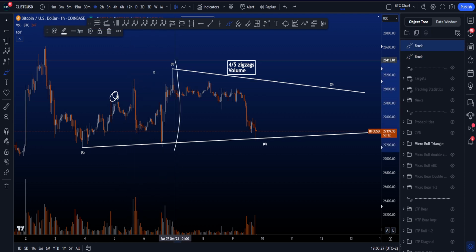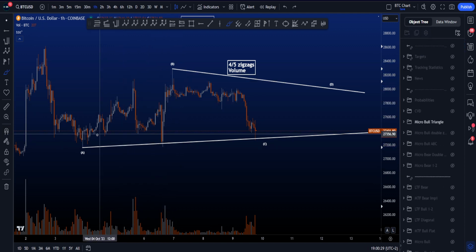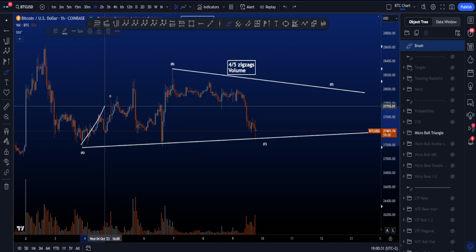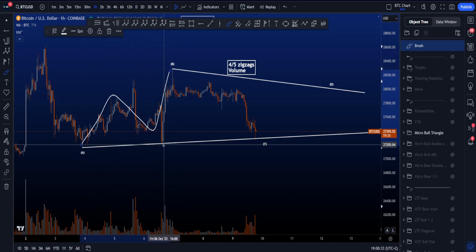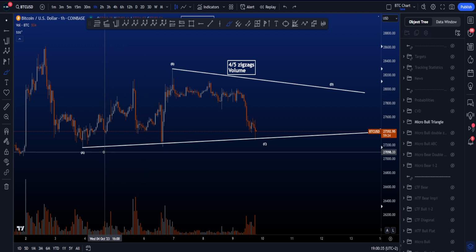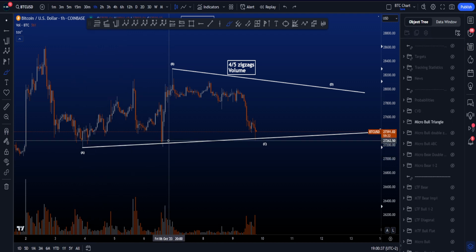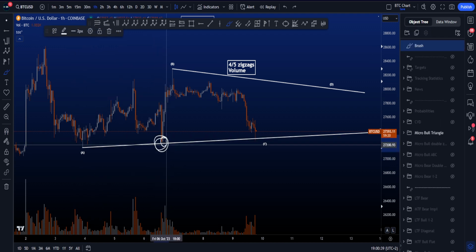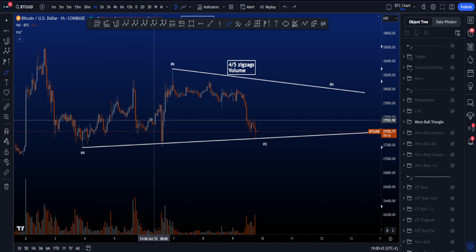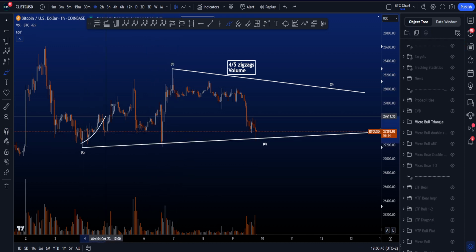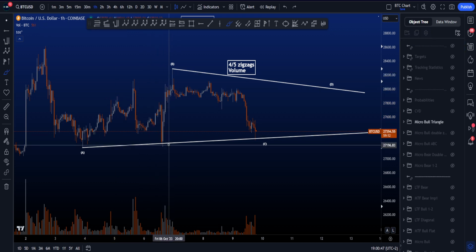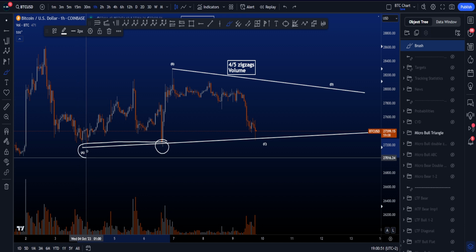The problem is this structure over here, because in a zigzag, we're looking for a 5-3-5 wave move. Now, first of all, Bybit wicked this low over here, which is not allowed in a triangle as well. And second, if we look at a zigzag, you want to see a 5-3-5. So now imagine that Bybit didn't take this low. Like on my chart, this low is actually a little bit higher than A.